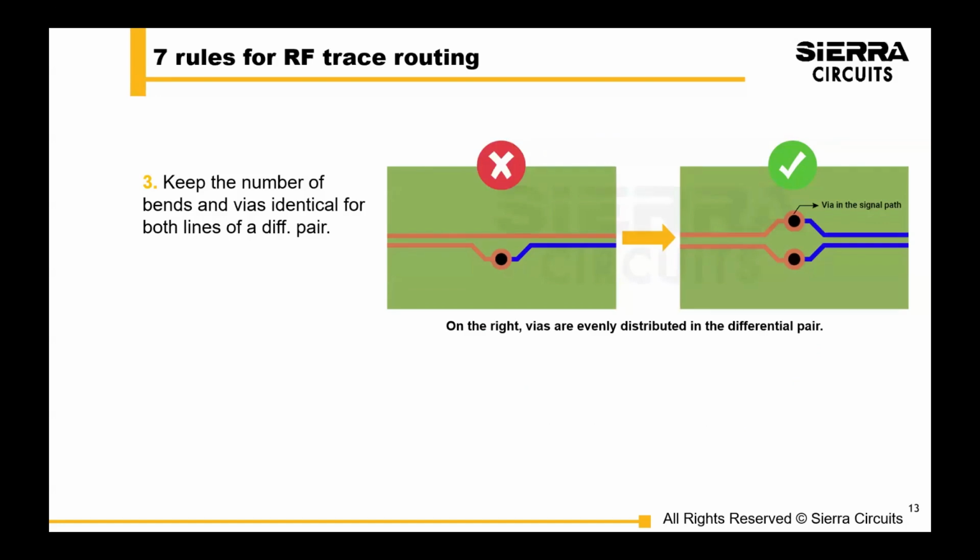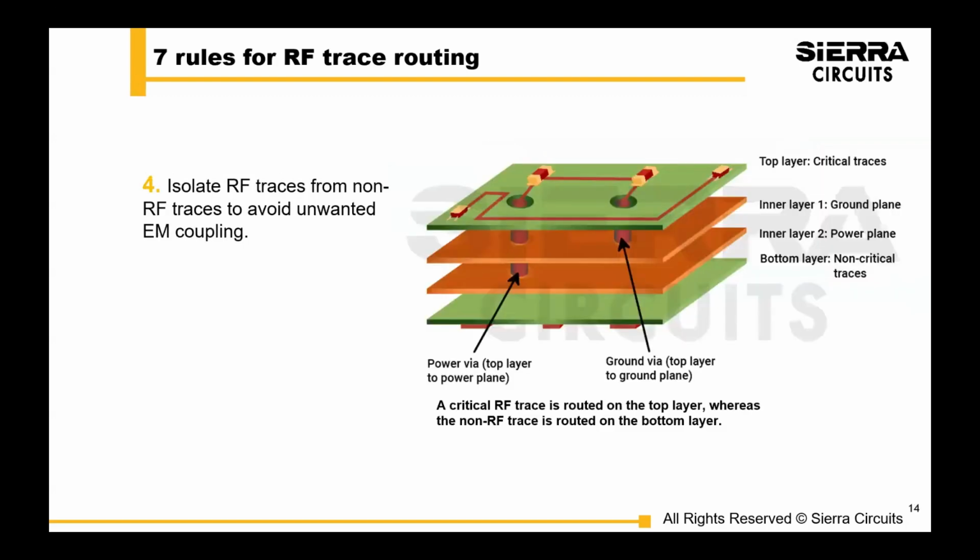Keep the number of bends and vias identical for both lines of differential pairs. You want to isolate your RF traces from non-RF traces to avoid coupling.